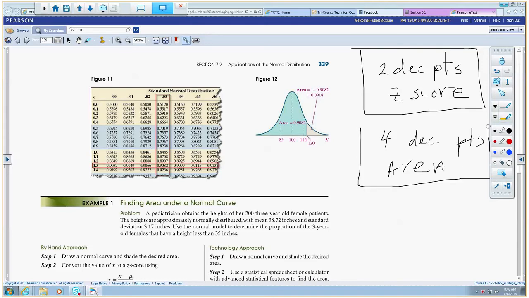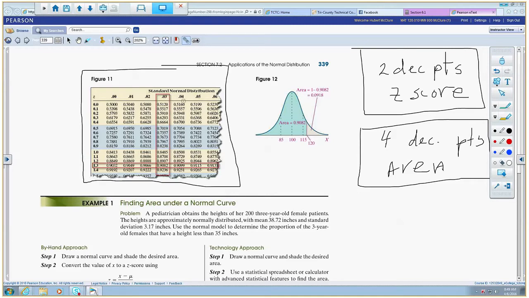So if you're reading the problem and they give you an area of 80% or 0.8000 or something like that, then you know it's area and you've got to find the z-score. If they give you 2.22, then they're giving you a z-score, and you've got to find the what? Area. So how do you use the z-score? Well, this is the z-table. It's part of the z-table. I'm going to blow that up for you.